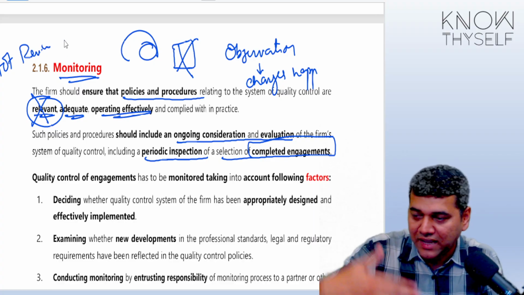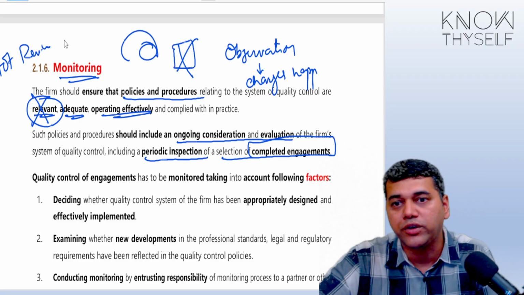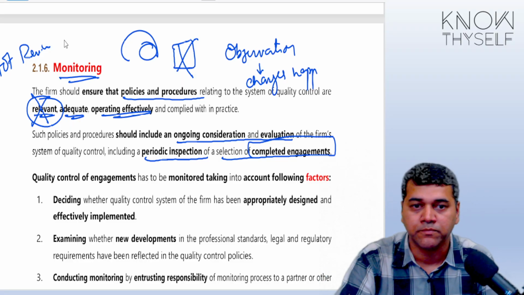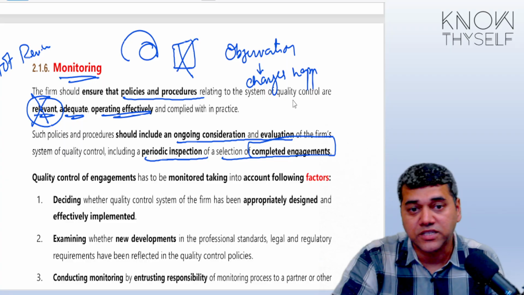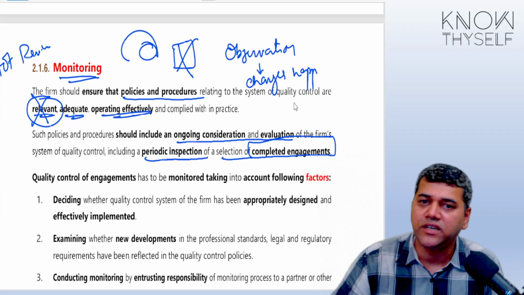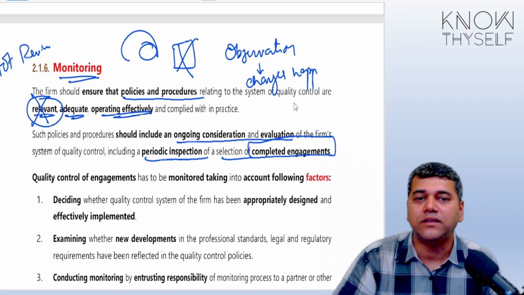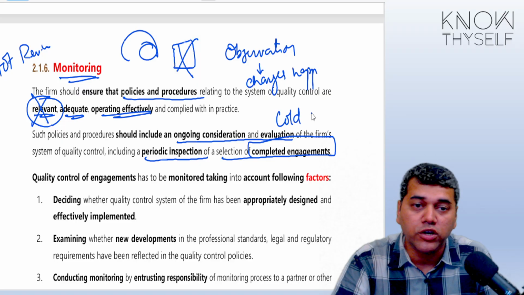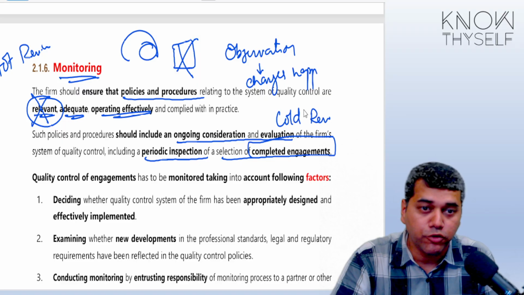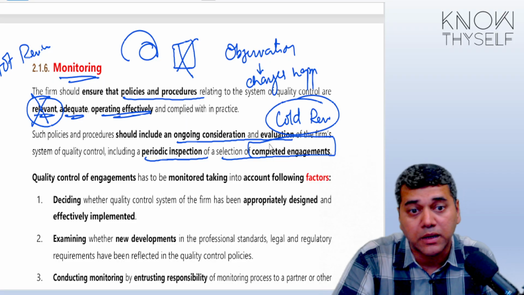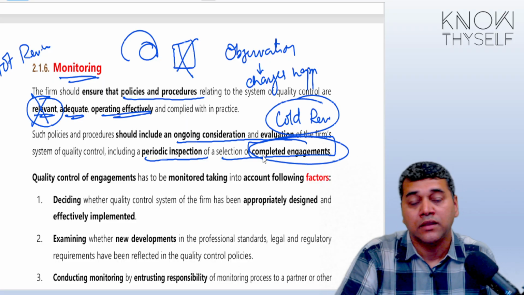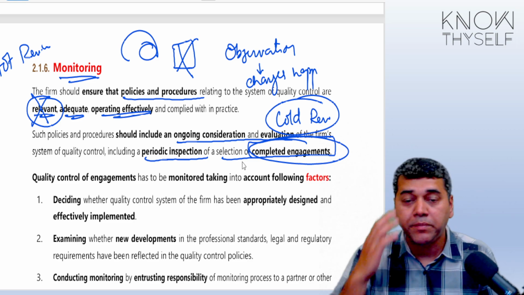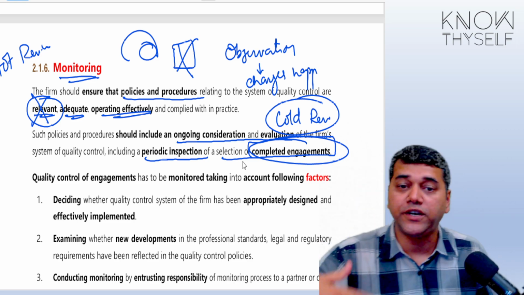Hot review means as and when the work is done, the senior is reviewing it, the engagement partner is reviewing it. And after the work is done, maybe once in a year, you randomly pick some files and another person will do the evaluation, and this is called a cold review. And what they are telling, you have to do some cold review of completed engagements. Periodic inspection, maybe every 6 months or every 1 year, every 2 years.